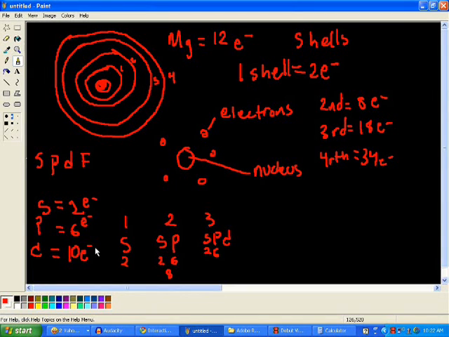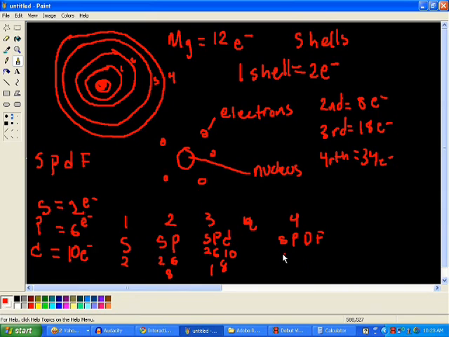But the third shell can hold 18. So we put the 10 here for the D, so that we have 2, 6, and 10, which adds up to 18. Okay? And the fourth shell, or let me write that a little bit further down because I'm running out of room.